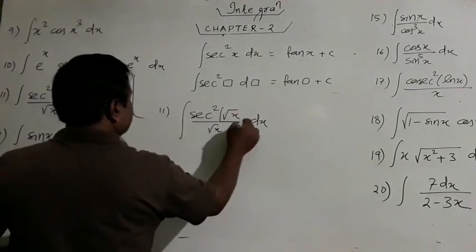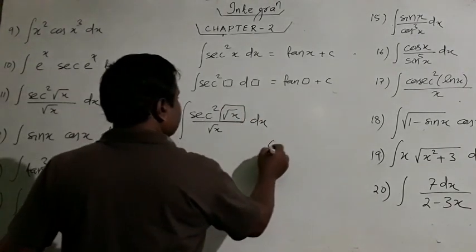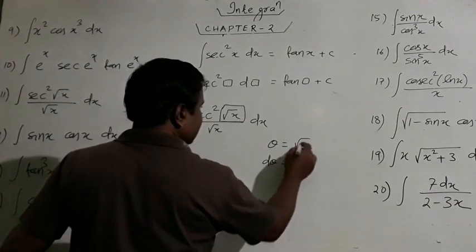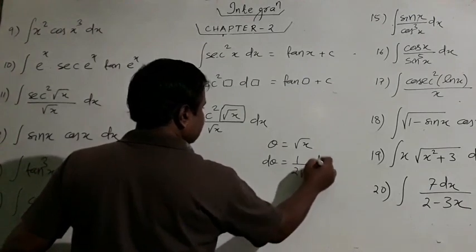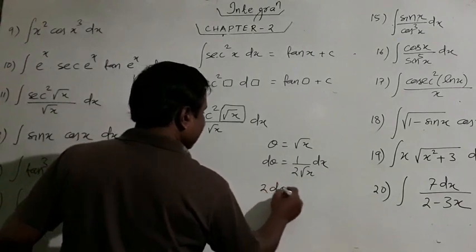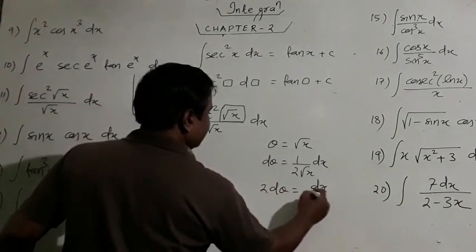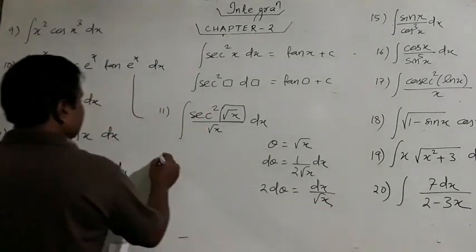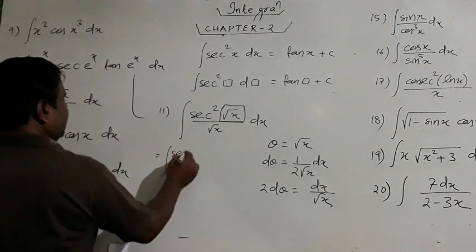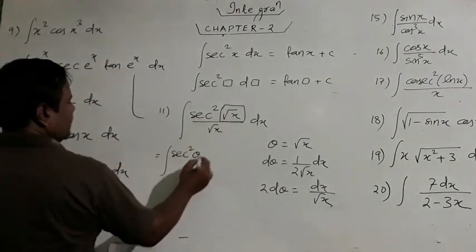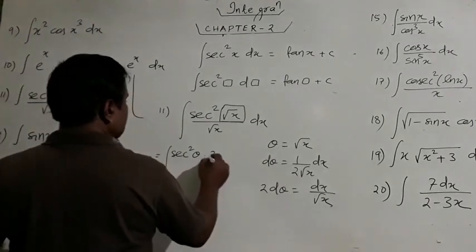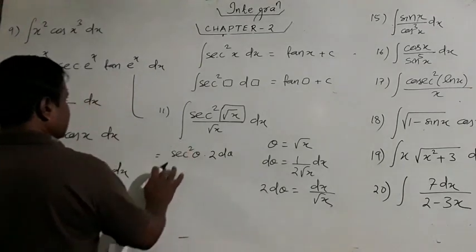So what is here? The something means theta. So put theta is equal to root x. Then d theta is equal to the derivative of root x, 1 by 2 root x dx. So you multiply 2 here. 2 d theta is equal to dx by root x. The answer is what? Sec square, what is root x? Root x means theta. What is dx by root x? Dx by root x is 2 d theta.